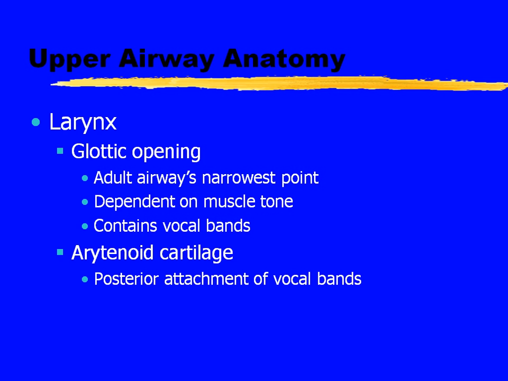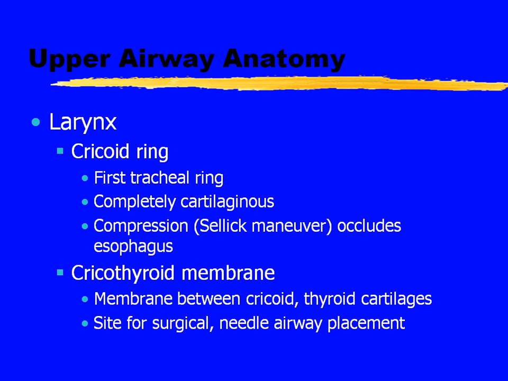The arytenoid cartilage are the posterior attachments of the vocal bands. We'll take a look at the picture here. The cricoid ring is the first complete ring we have. If you notice, most of the rings in the trachea aren't complete rings. They're kind of like this, and this part down here is smooth muscle, which is where we get our contraction from.